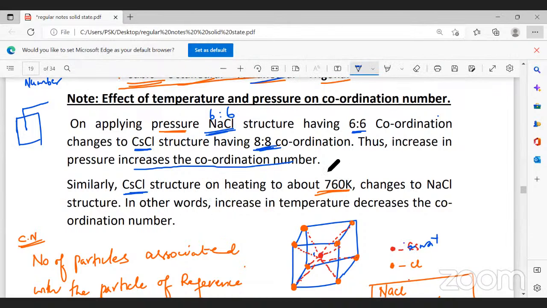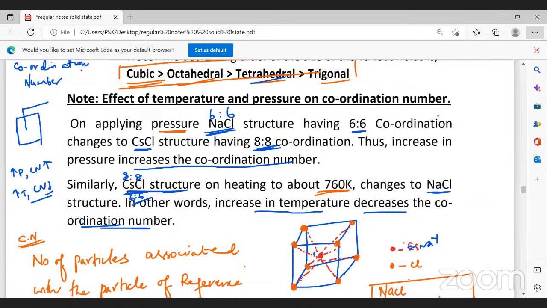Now, similarly, when you take the cesium chloride structure and heat it at 760 Kelvin, the cesium chloride structure changes to the sodium chloride structure. That means on increasing the temperature, the coordination number decreases. Increasing pressure, coordination number increases. Increasing temperature, coordination number decreases. Cesium chloride has coordination number 8:8. On heating it to 760 Kelvin, it gets converted to the sodium chloride structure, which has coordination number 6:6. Did you follow this? This is important. You should know.